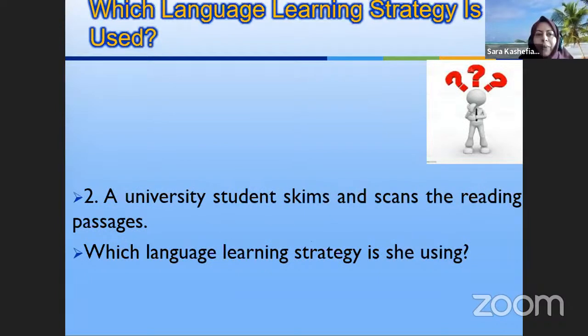So, language learning strategy is used. A university student skims and scans the reading passages. Okay, first, do you know what the difference between skimming and scanning is? Any idea? Maybe you can write it in the chat box for me. What's the difference between skimming and scanning?